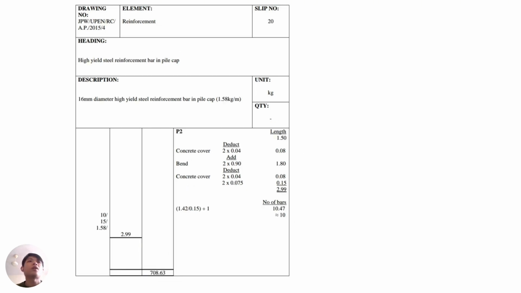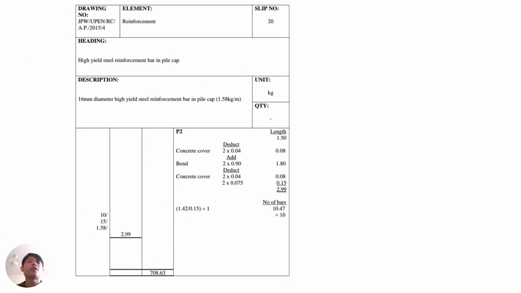Then for the 16 millimeter diameter high steel reinforcement bar in the pile cap, which is 1.58 kg per meter, which is for P2. The steps are the same as with the 20 millimeter, but the length will change. For the P2, the length is 1.5. Then we minus the concrete cover, which is 2 times 0.04, and add the two bends, which is 2 times 0.9, and also deduct the concrete cover and the empty space of 75 millimeters. We get the length of the P2 as 2.99.